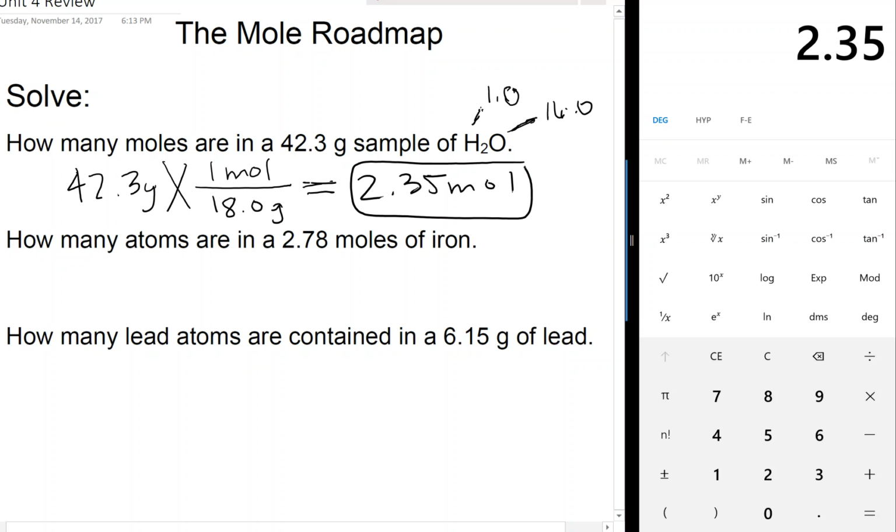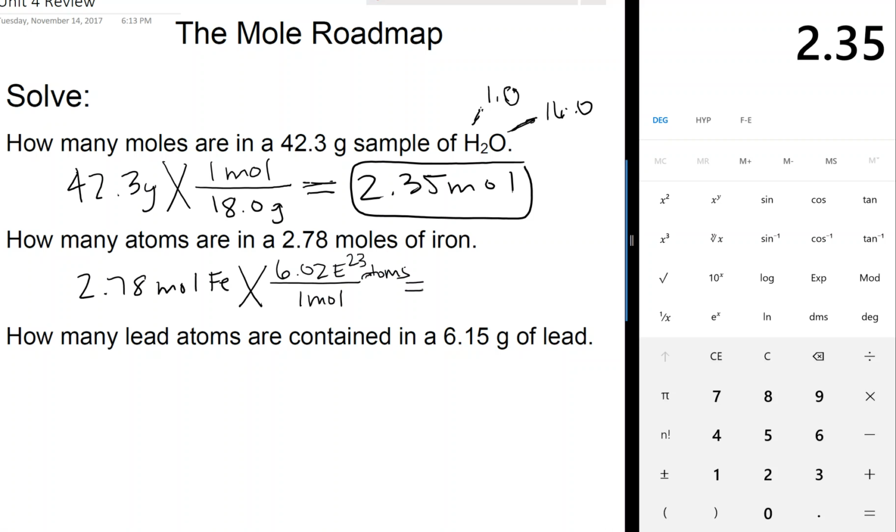Moving on to the second question, we were given a starting number of 2.78 moles of iron, and we are changing that to atoms. So using our mole roadmap, we are going to multiply Avogadro's number, 6.02 e to the 23rd atoms, over 1 mole. And when we do that math, we get a final answer of 1.67 times 10 to the 24th atoms.